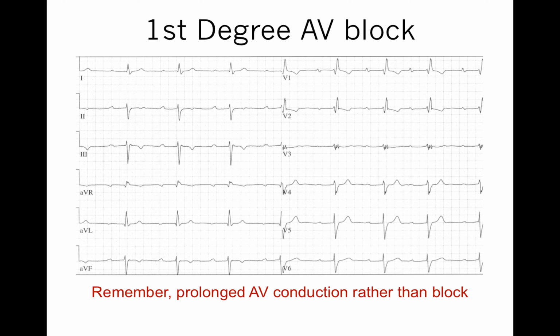In fact, like we said before, this is not a cause of bradycardia. If the sinus node is beating at 70 beats per minute, the QRS complexes will also be going at 70 beats per minute, because every P wave leads to a QRS. So first degree AV block in and of itself does not cause bradycardia, because every P wave will conduct to a QRS. But on the ECG, it is noticed that there is a prolonged PR interval, and that's what we call first degree AV block.